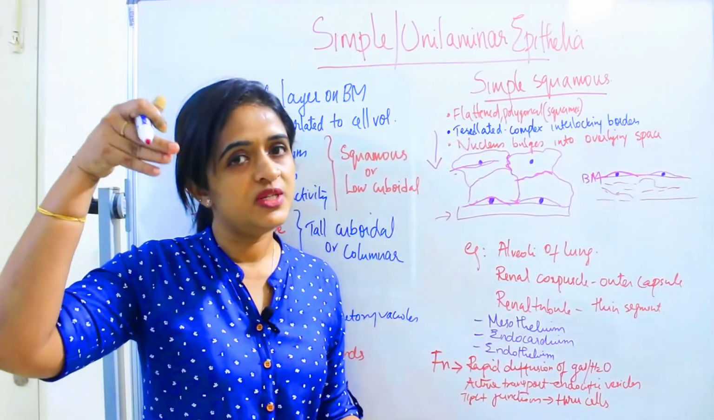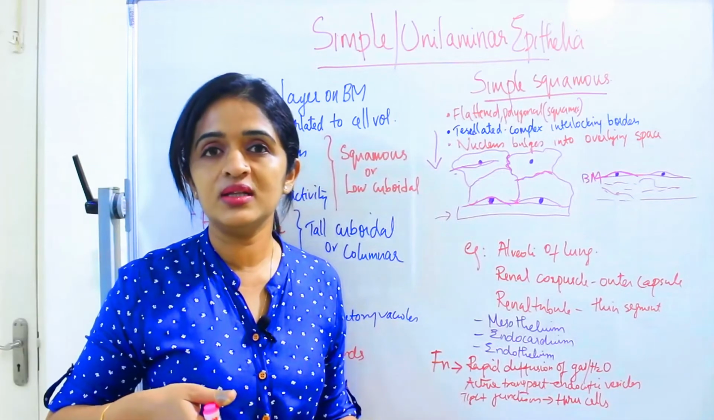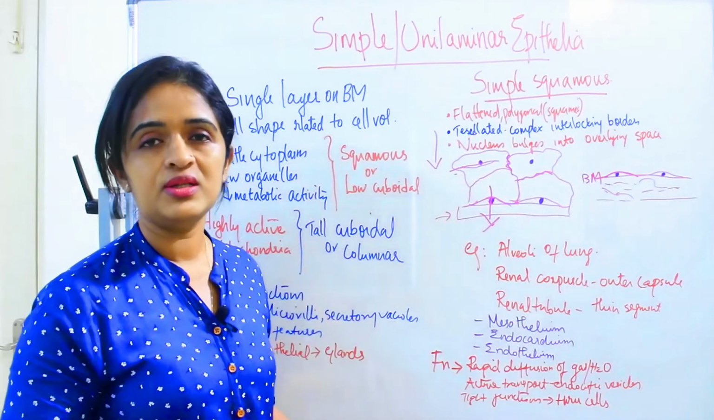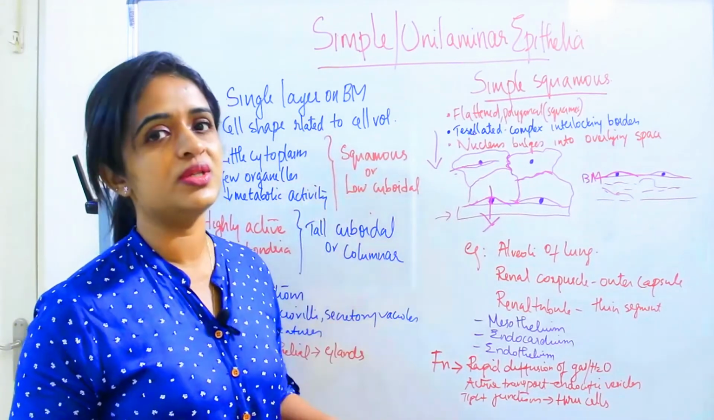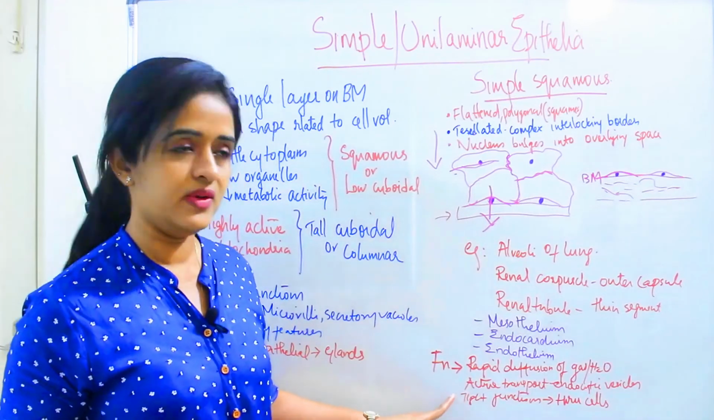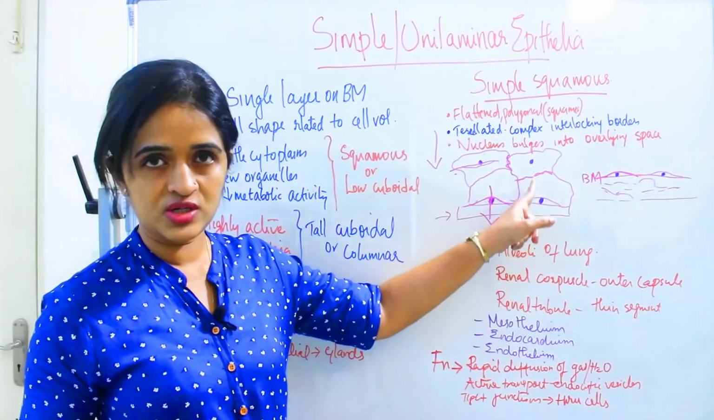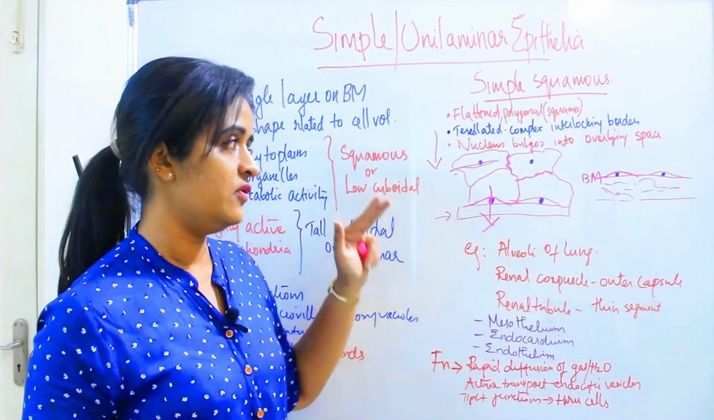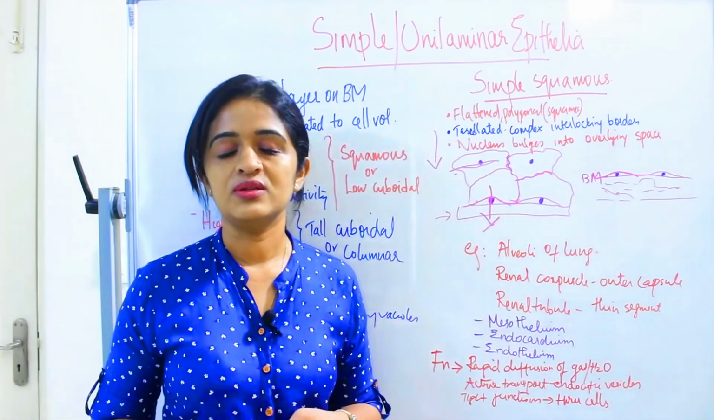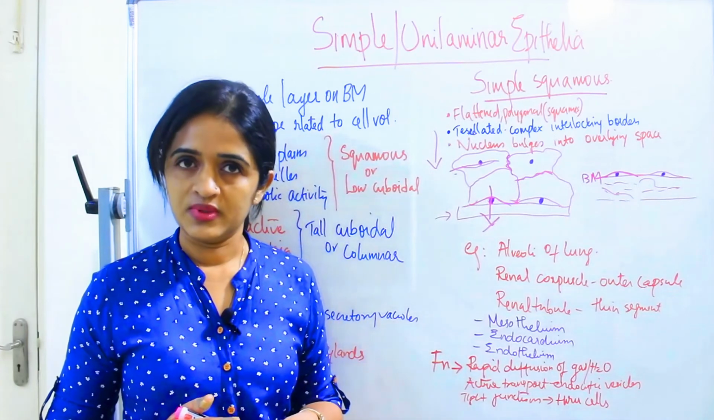It is not through the space between the cells, but it is through the cells. All this transfer happens through the cells and not through the intercellular region. That is very, very important. So because of the tight junctions between the cells, the diffusion and everything happens through the cells. So these are some of the properties of the simple squamous epithelium.